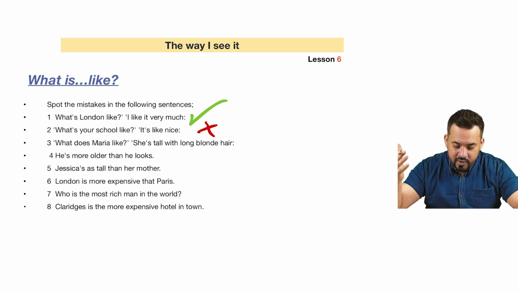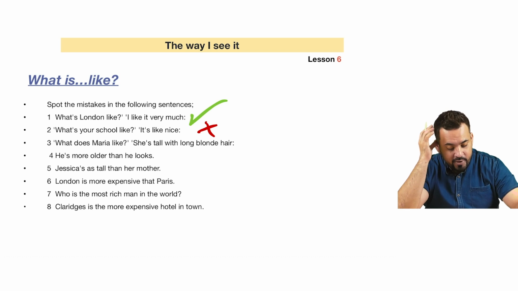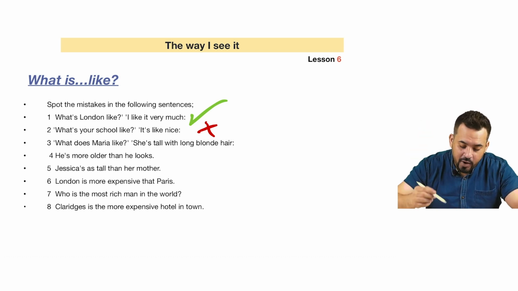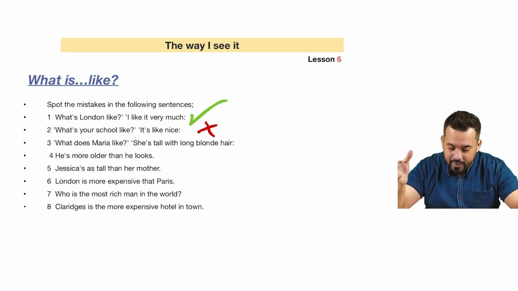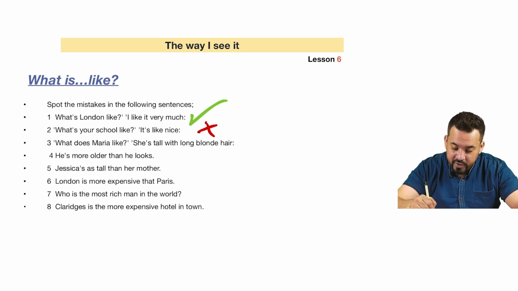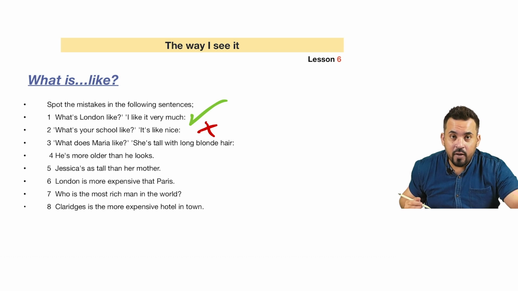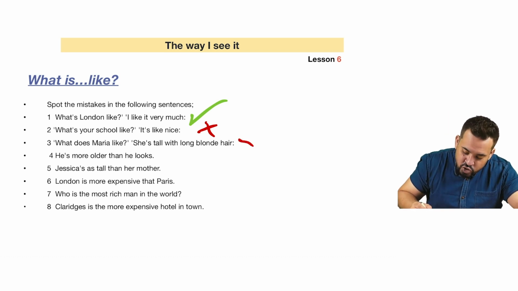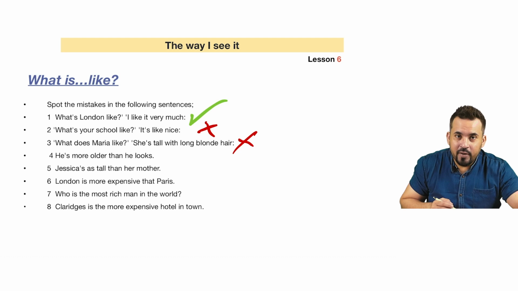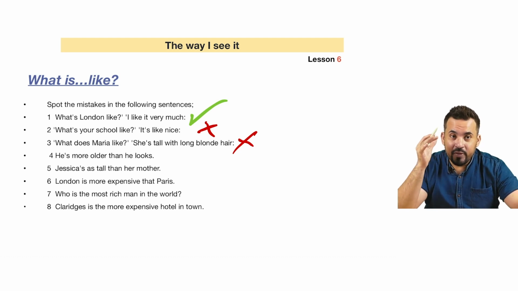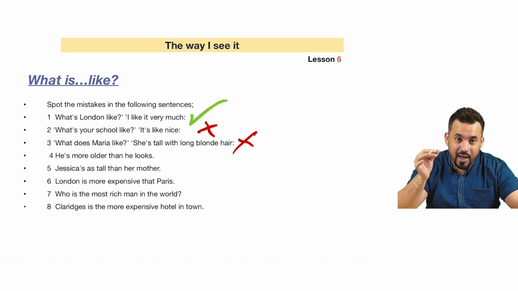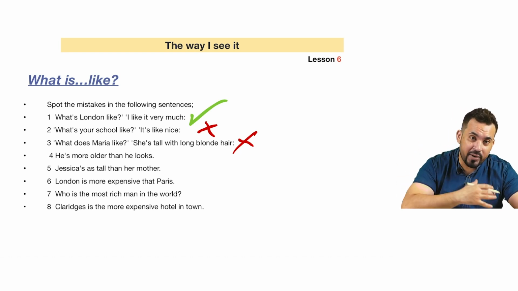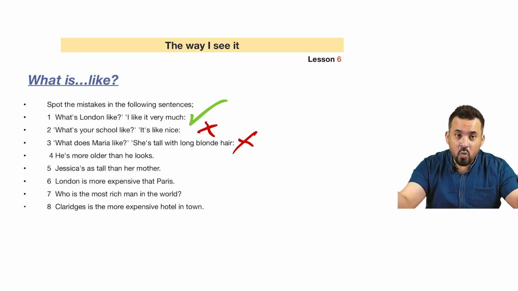What does Maria like? She's tall with long blonde hair. What do you think? Correct or wrong? Of course it's wrong. It's wrong because the question is different here. "What does Maria like?" Not "what is Maria like." Don't get them confused.